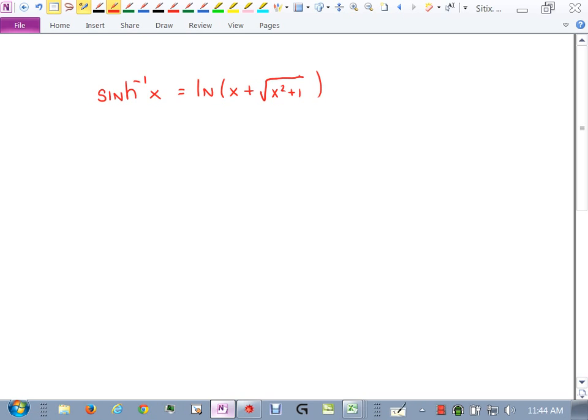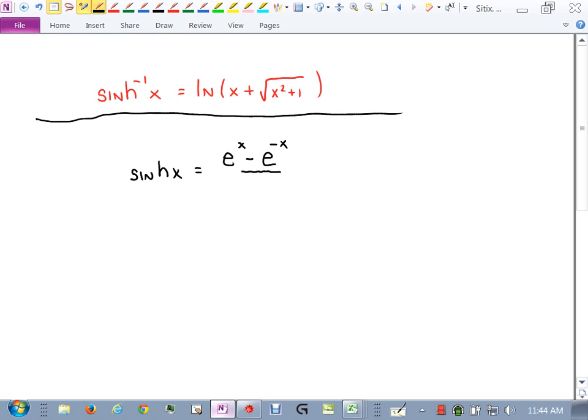Well, here's where I will start. I will start with what I know about hyperbolic, anything related to sine, and that is, I know that sine hyperbolic x is defined to be e to the x minus e to the negative x over 2. Do you agree? Everyone agree with that? That's the only thing you know, right? And you're trying to find what the inverse of that function is.